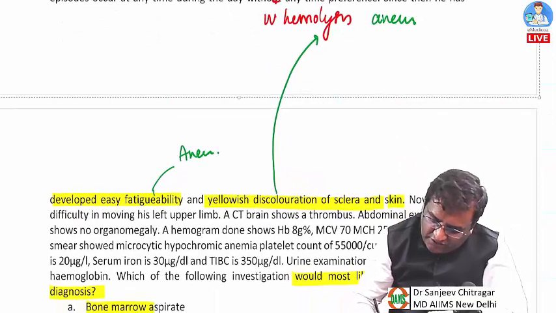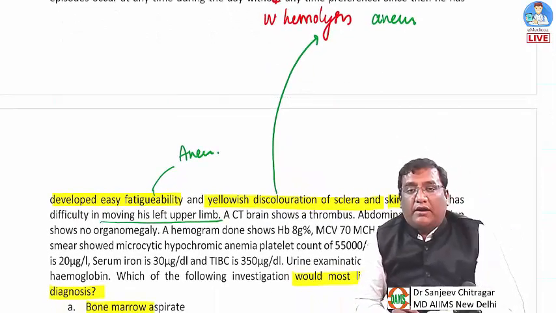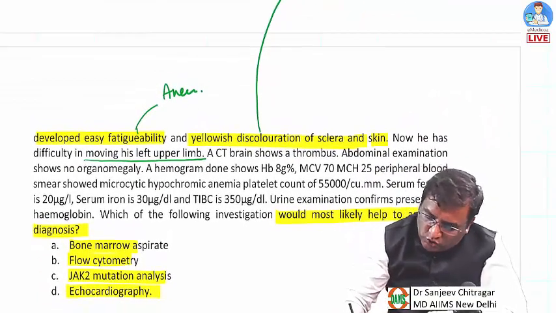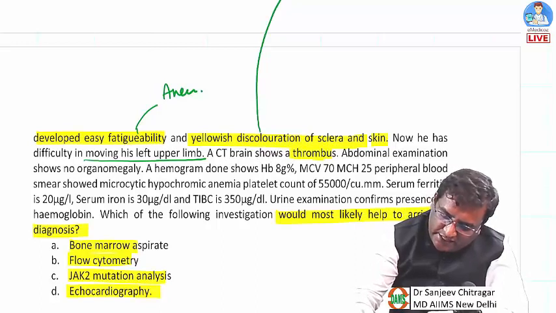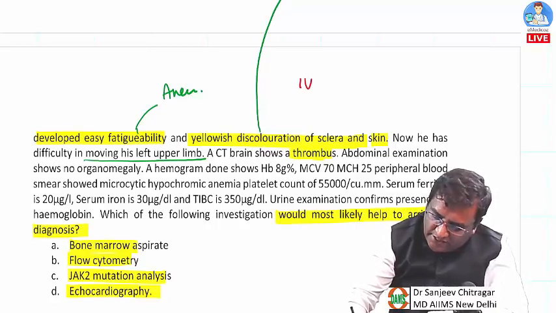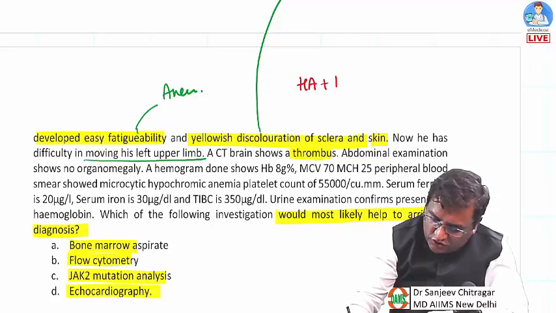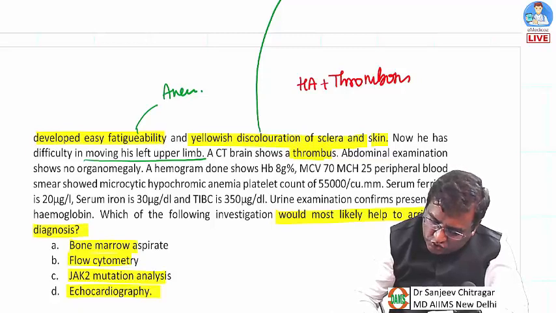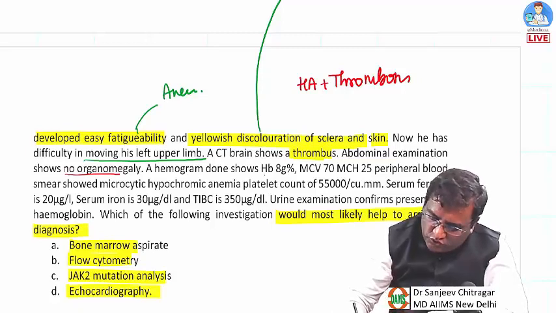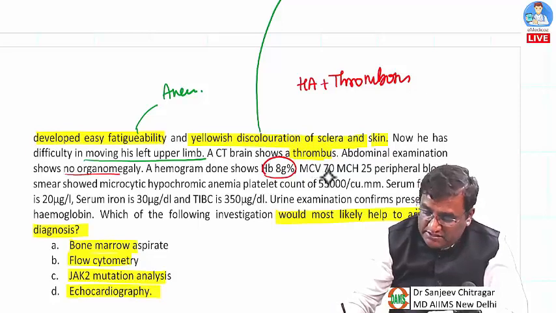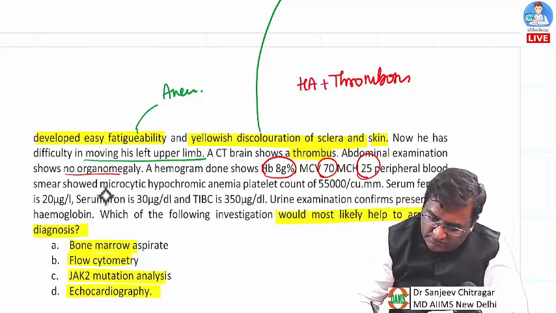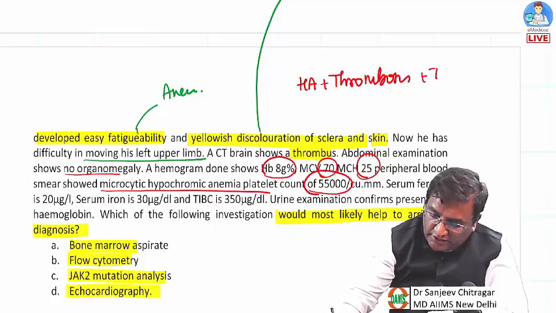Now he has difficulty in moving his left upper limb. CT brain shows a thrombus. So basically I can say hemolytic anemia plus thrombosis is there. Abdominal examination shows no organomegaly. Hemogram shows hemoglobin 8, as expected anemia is there, MCV is 70, MCH is 25, peripheral smear shows microcytic hypochromic anemia, platelet count is low, thrombocytopenia is there.